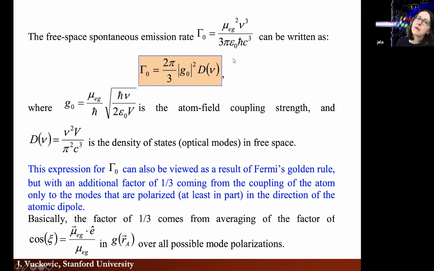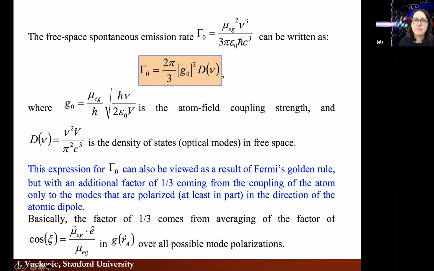So here, this is written from Fermi's golden rule, and you can basically see that if you write it in this form and plug in g0, which we know from before, and you plug in the density of optical states for free space, which we also derived last time, you will obtain exactly the same result for the free space spontaneous emission rate. And you may have seen that in applied quantum mechanics 222 or 223. I'm just rewriting it here and inviting you to check. We will not really rederive it from there.